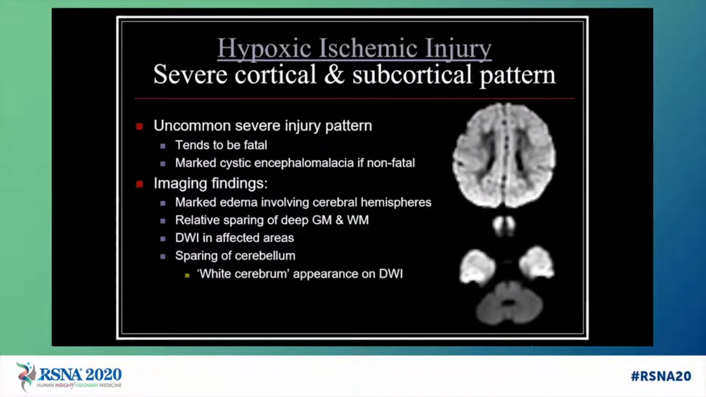So on imaging, what you're going to see is marked edema involving the cerebral hemispheres with diffusion restriction in the affected areas. You're going to have sparing of the deep gray matter structures, and then you get characteristic sparing of posterior fossa structures, including the brainstem and cerebellum, which gives this white cerebrum appearance on diffusion-weighted imaging, where the cerebral cortex is involved and the posterior fossa is spared.